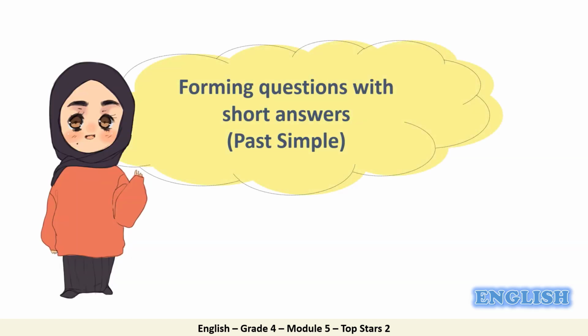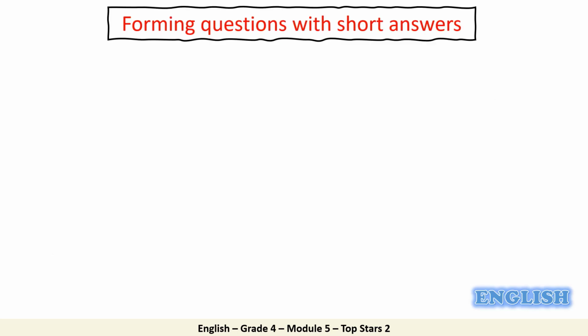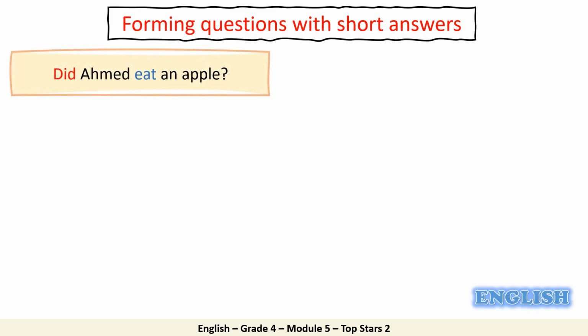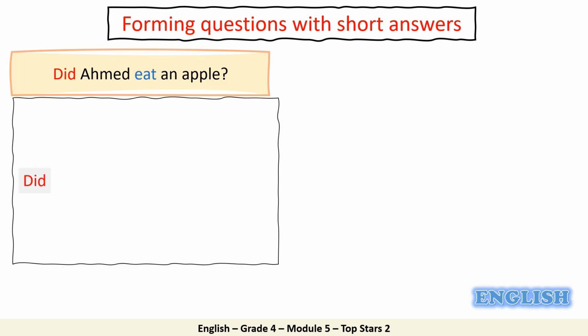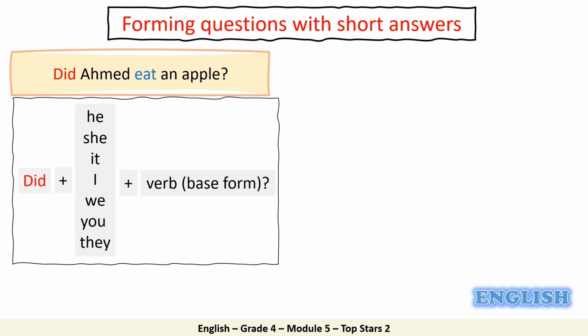Now it's time to learn how to form questions with short answers in the past simple. Forming questions with short answers. Read the question with me. Did Ahmed eat an apple? What did I start the question with? I started with did. After that, I need a subject, like he, she, it, I, we, you, or they, or I can use a name of a person or more than one person. After that, I use, look at the word in blue, the verb, and I use it in the base form. Why? Because I have did.